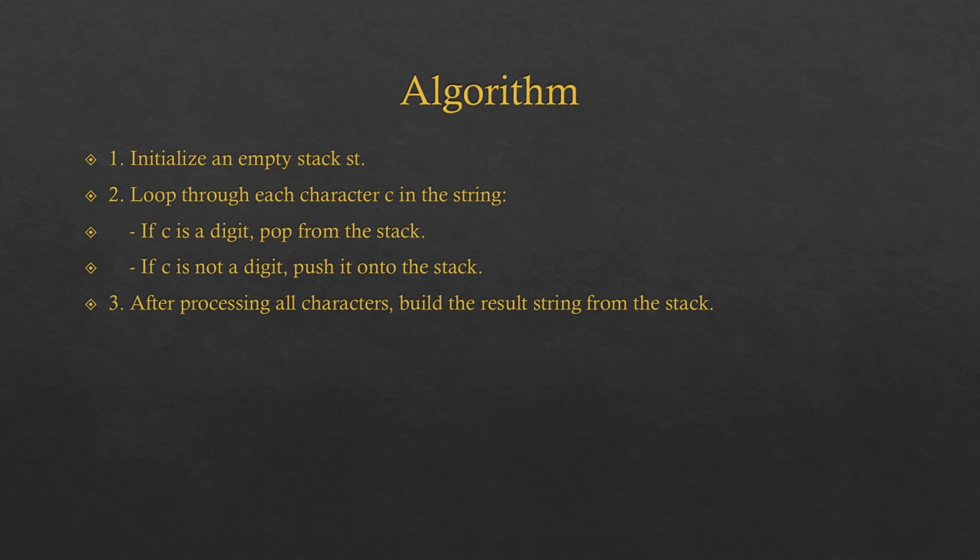The algorithm begins by initializing an empty stack. As we iterate through each character in the string, we check if it is a digit. If it's a digit, we pop from the stack. If it's not a digit, we push it onto the stack. After processing all characters, we build the result string by popping elements from the stack. Now let's look at the actual code implementation.